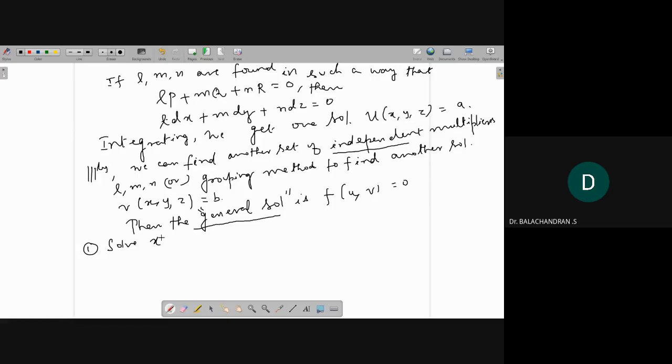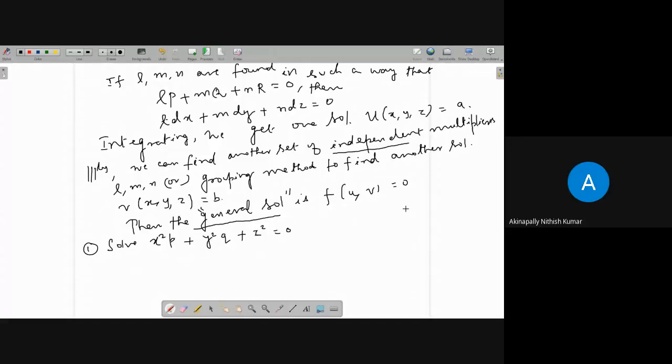Solve x square p plus y square q plus z square equal to 0. Again, you can see that all the 5 variables are here: x, y, z, p, q. This is not of Clairaut's form. Next, is it possible to solve this problem by the equation reducible method?